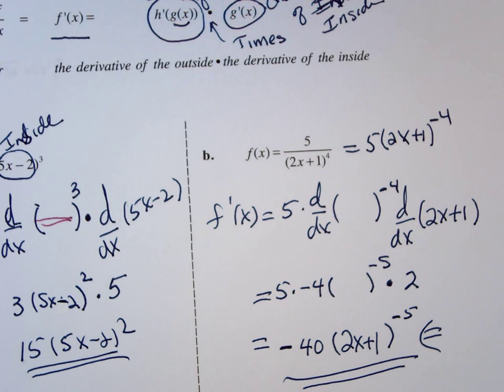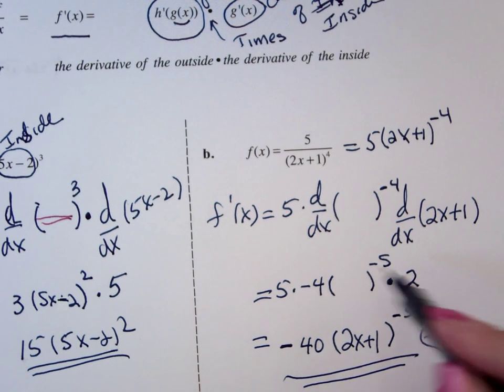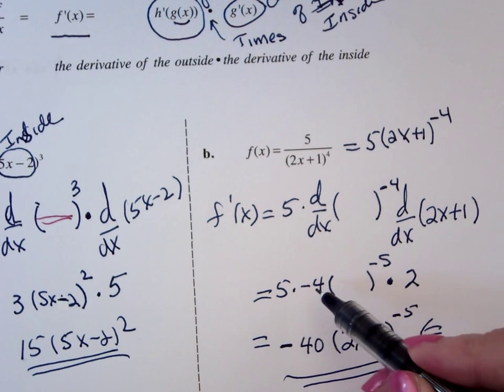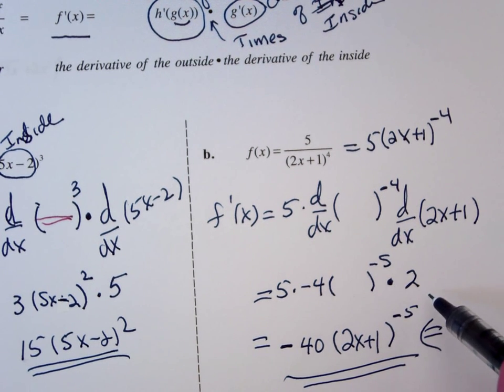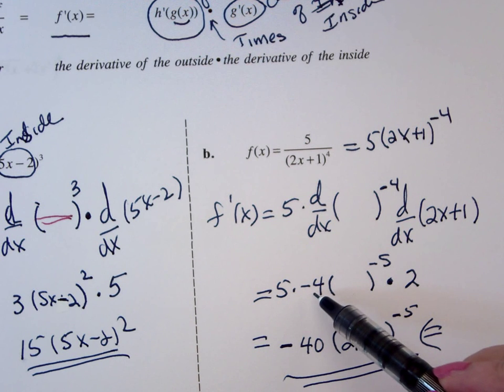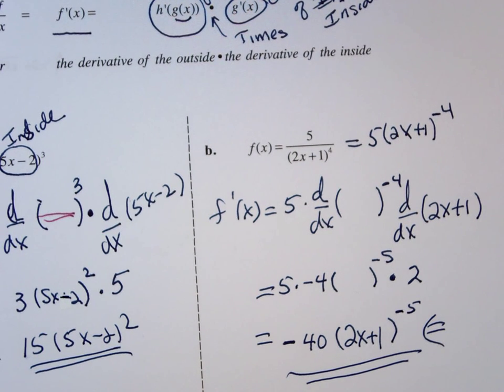And then the 2 drops out because it's a constant. Pardon me? The 2 at the end drops out because it's a constant. Well, no, you multiply him together. So you've got 5 times negative 4 times the blob to the negative 5th times 2. So 5 times negative 4 is negative 20. Negative 20 times positive 2 is negative 40. So they're just all multiplied together so far.